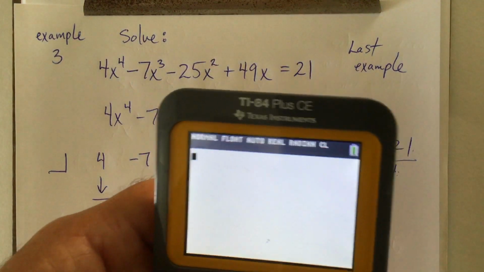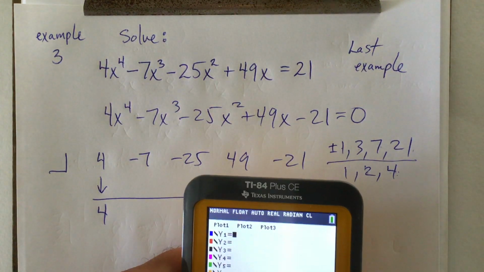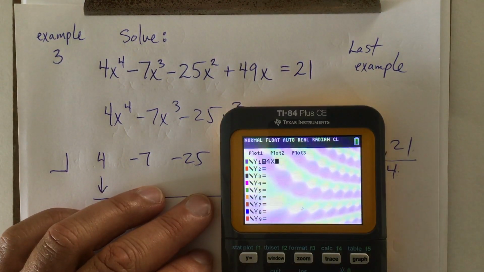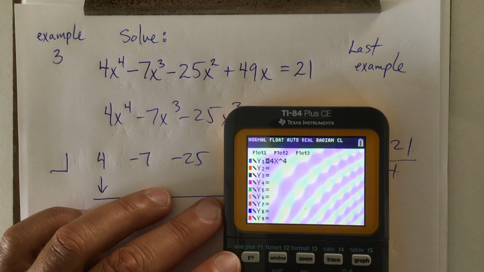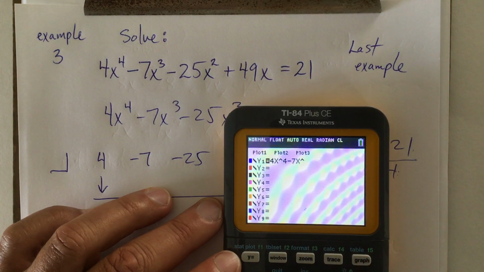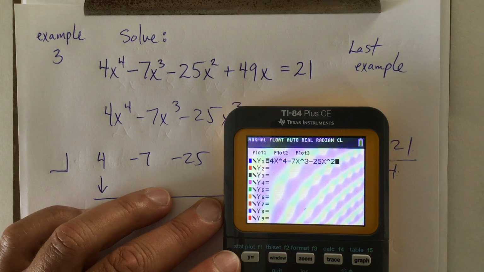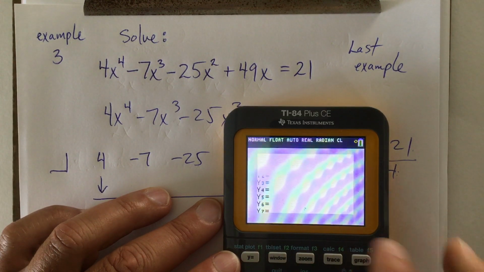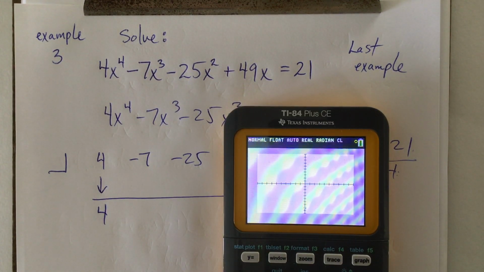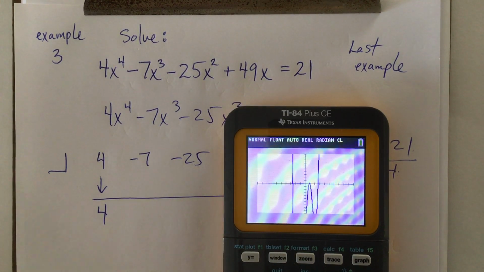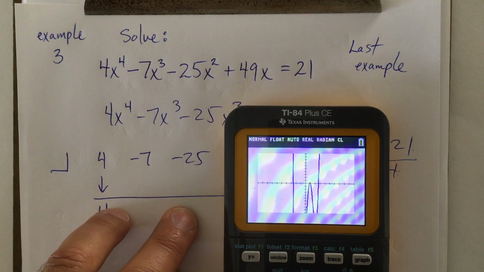Now, I'm going to go y equals, and I'm going to clear this out. I'm going to say 4x to the 4th minus 7x to the 3rd minus 25x to the 2nd plus 49x minus 21. And let's graph it. Let's see what it looks like. And hopefully when you graphed this thing, you saw this, which I was trying to fool you on.